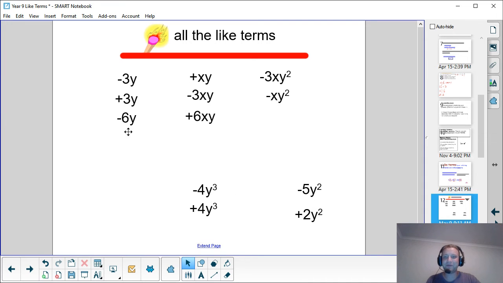So I can add these or subtract these together. I can put these together. I can put these together. I can put each group together within themselves. But I couldn't add this one with this one, for example. They wouldn't go together. Okay, so it's all about knowing which things you can and can't add because they are the same thing.